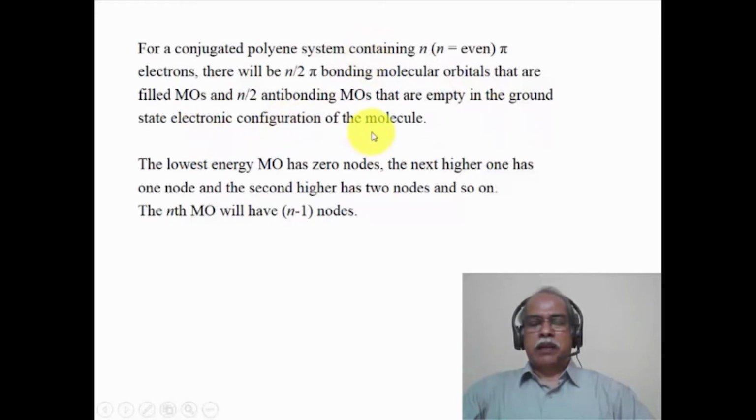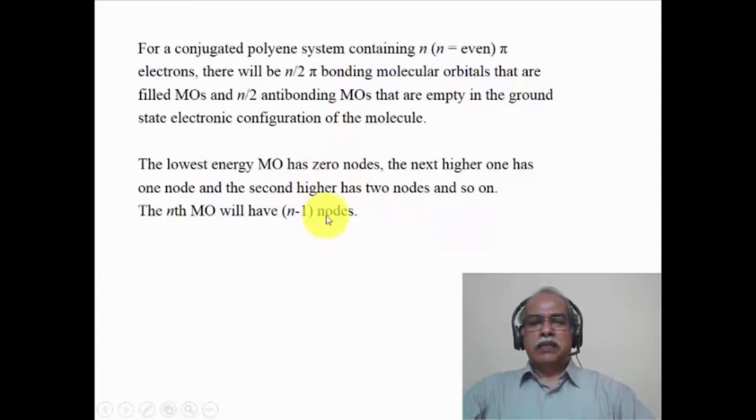So this is fundamentally important for the construction of the molecular orbital pictures of the polyenes. Now, in addition to that, one needs to observe the algebraic signs of the lobes of the molecular orbital properly. This is easily done by identifying the number of nodes that will be present in the system. The lowest energy molecular orbital has 0 nodes. The second molecular orbital will have 1 node, and the third molecular orbital will have 2 nodes. In other words, the nth molecular orbital will have n minus 1 nodes.